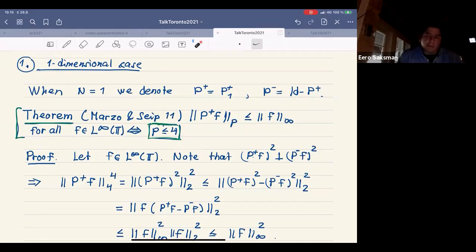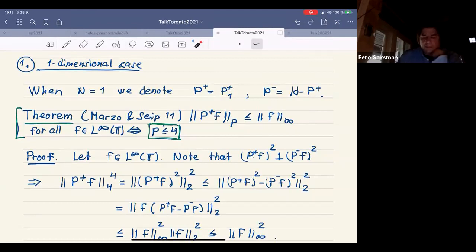What was proved 10 years ago was that P plus is actually contractive from L infinity to LP exactly when P is less than or equal to 4. It is quite nice. It's kind of fun. So let us first have some fun with the proof. What do you prove?